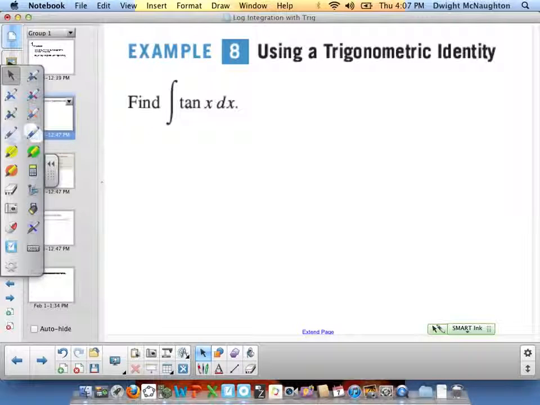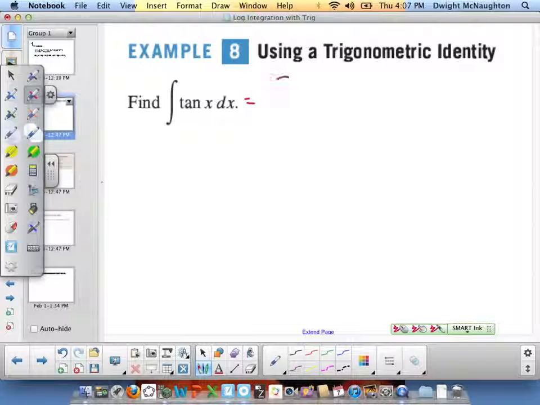All right? So the antiderivative of tangent of x with respect to x. Right now, we have no function whose derivative is tangent. There's no function we can take the derivative of and get tangent. But we can rewrite tangent. Tangent is defined as sine over cosine. And as I was talking about in yesterday's video, if the degree of the bottom is 1 higher than the degree of the top, it's most likely a natural log integration.